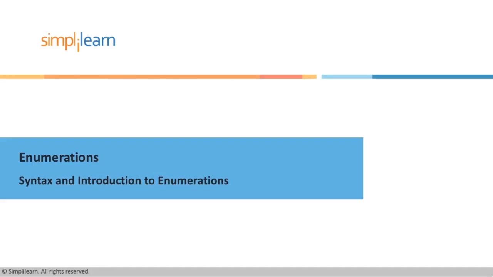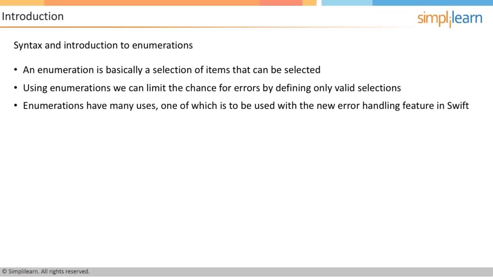Okay, so in this section we're going to talk about enumerations. I'm going to give you a brief introduction, and we're going to go over the enumeration syntax. An enumeration is basically a selection of items that are put into a list that can be selected. So using enumerations, we can limit the chance for errors by defining only valid selections. Enumerations have many uses, one of which is to be used with the new error handling feature in Swift, which we're not going to go over in this video, but we are going to go over in the following video. So we're going to jump over into the enumerations playground and have a look at them.